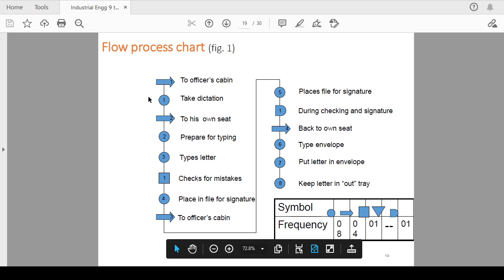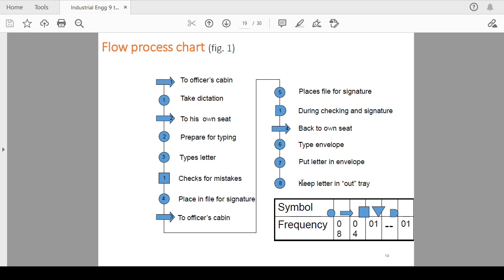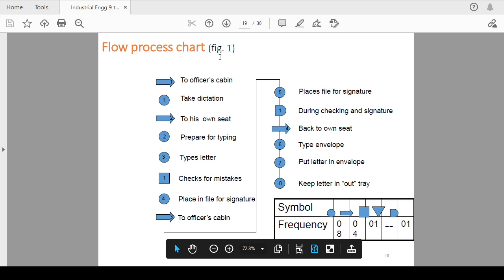So this is about the flow process chart. It started with going to the officer's cabin and ended at keeping the letter in the out tray. We have generated the flow process chart one by one, step by step. In this way you can also prepare the flow process chart for the various activities which are there.